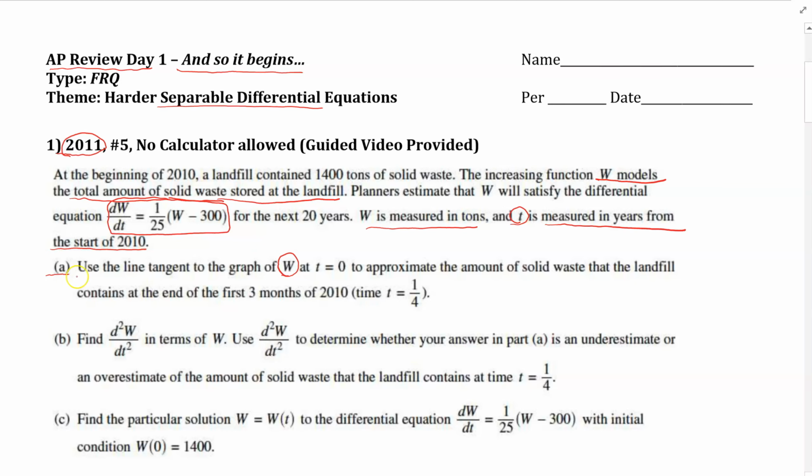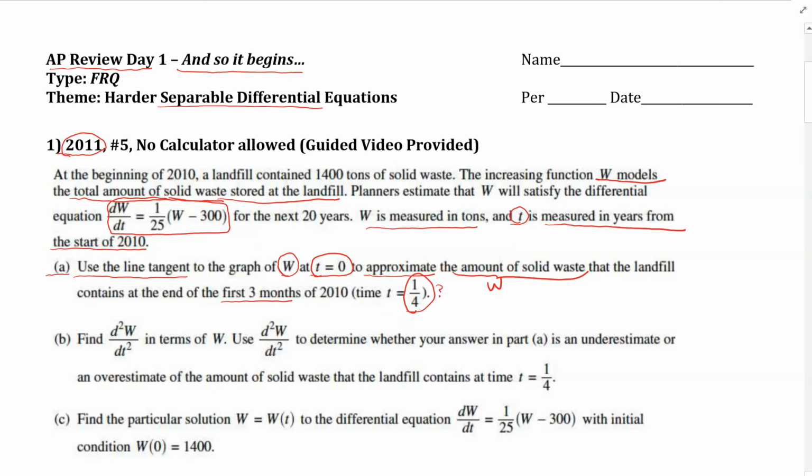Okay, so part A tells me to use the line tangent to the graph of W when t is 0. So it's a line tangent to W at t equals 0. And then we're going to use that line to approximate W, the amount of solid waste, after 3 months have passed. So the first 3 months of 2010, and they tell us here, t is equal to 1/4.